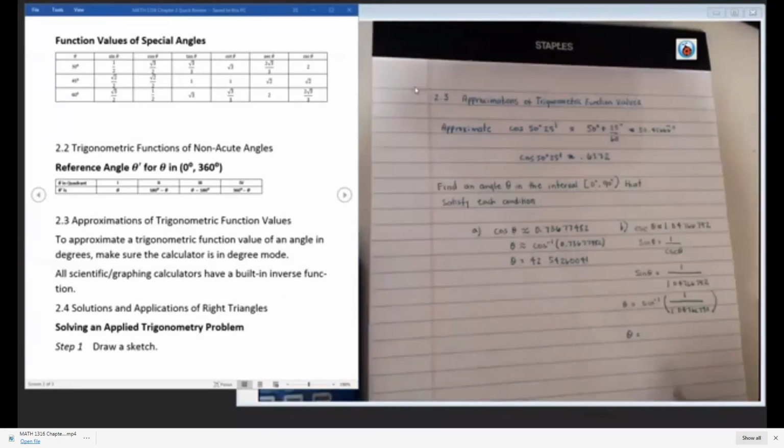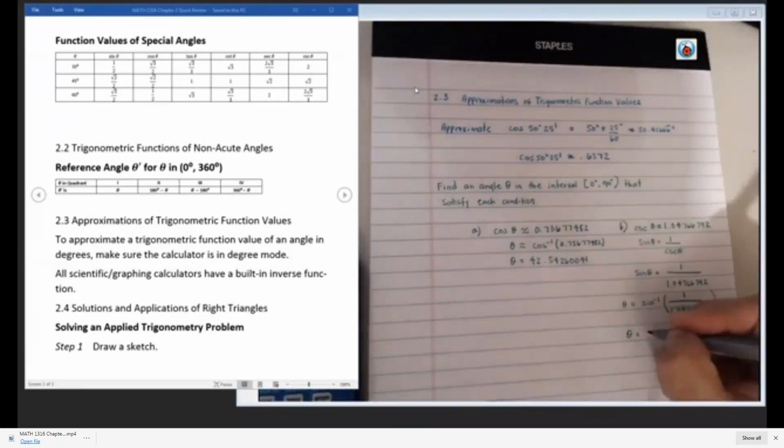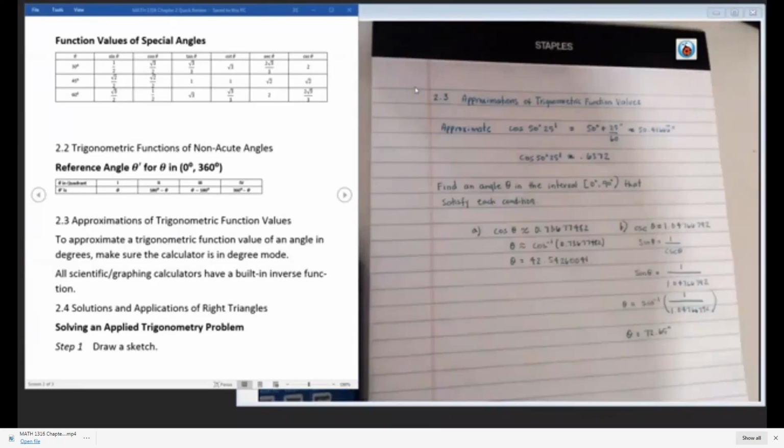That's when you use the calculator. A graphing calculator will be a nice tool to have for something like this, which gives roughly 72.65 degrees.